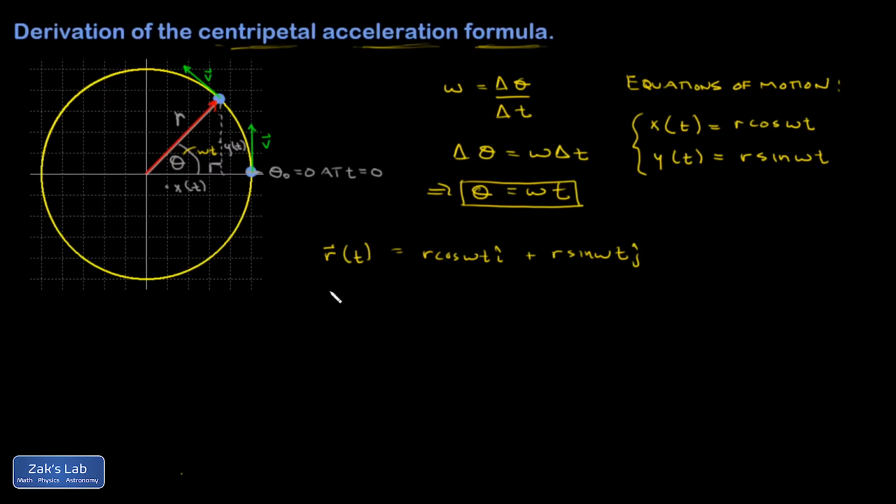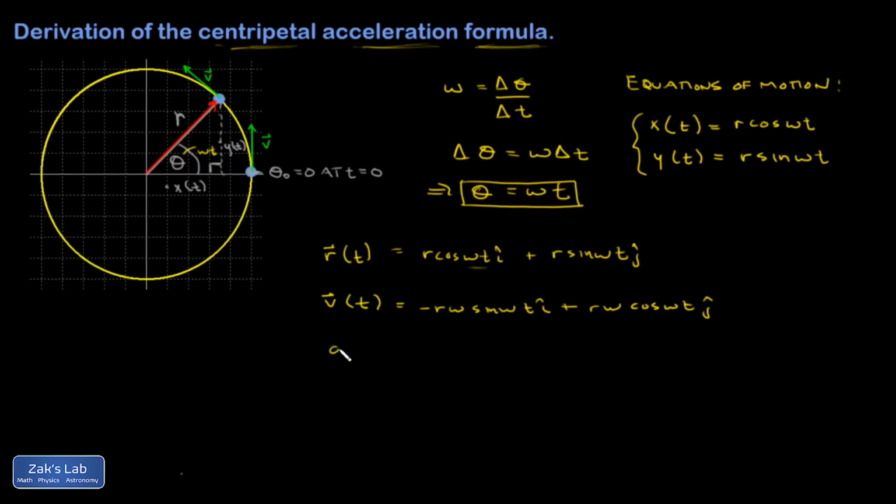j hat. All right, then I can apply a time derivative to this thing and find the velocity vector as a function of time. So v of t, if I differentiate this, I get negative sine omega t, and then the chain rule forces me to multiply by an additional omega. So I have negative r omega sine omega t i hat. This one, positive r omega cosine omega t j hat. Finally, what I'm after here is the magnitude of the acceleration.